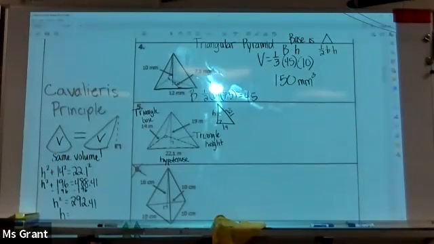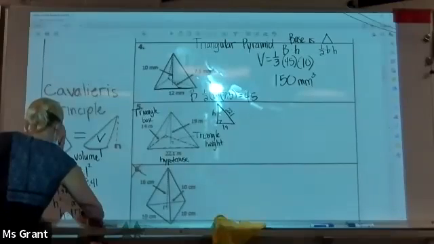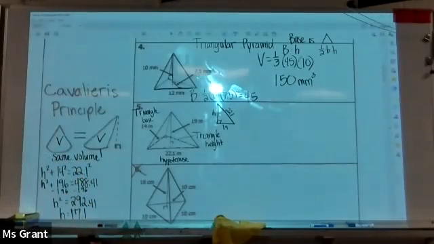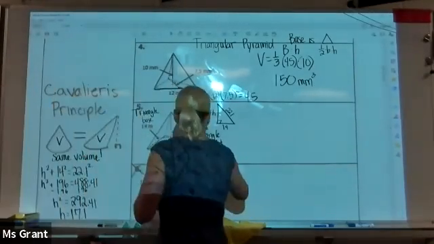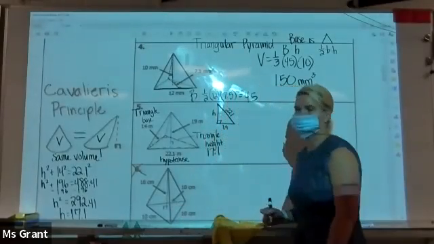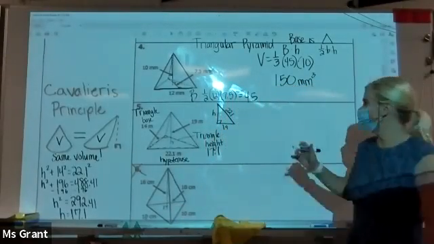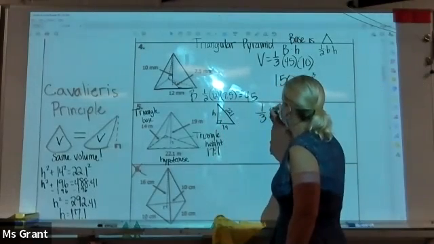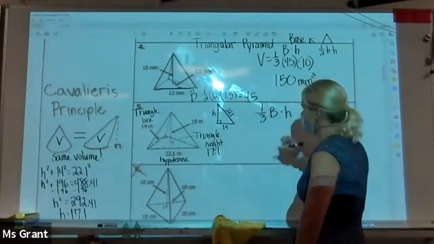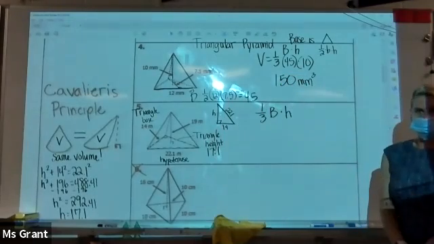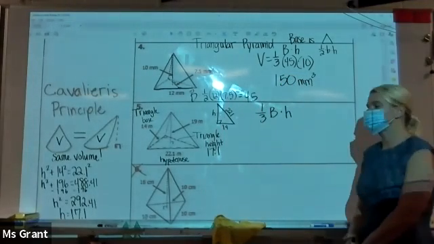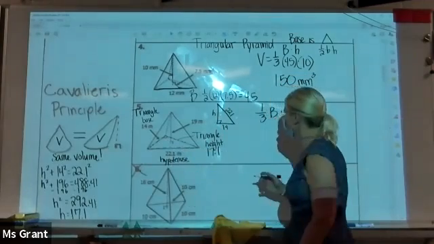Someone tell me that. 17.1, excellent. So that means that my height is 17.1. So I haven't even started doing my 1/3 big B times height, because I didn't know the triangle, it wasn't complete.